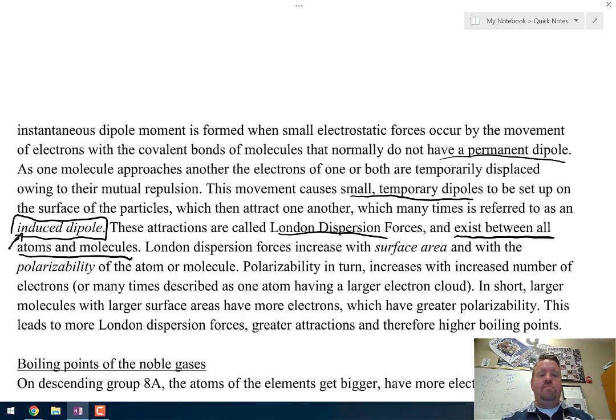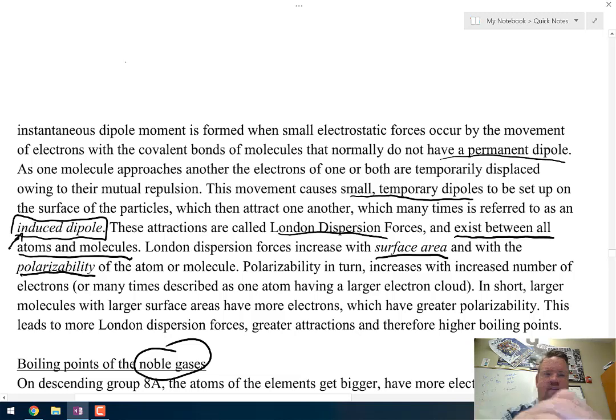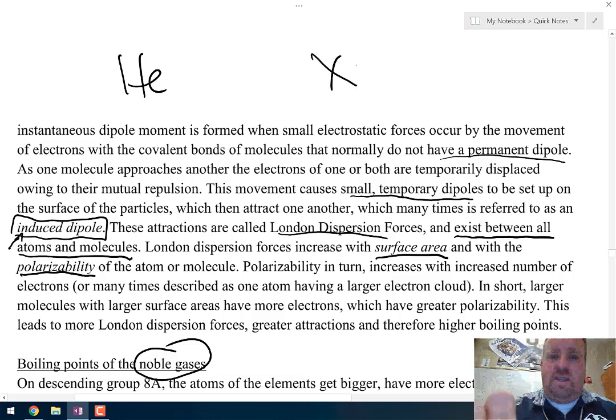That's it. Now, let's talk about what happens as you move around the periodic table. The noble gases are down here, and we'll talk about those in just a second. The two things that affect London dispersion forces are, number one, the surface area, and number two, what's called the polarizability. We're going to talk about what both of those mean in just a second. Polarizability, in turn, increases with the increased number of electrons. So let's look at, for example, helium versus, going down the noble gases, xenon.